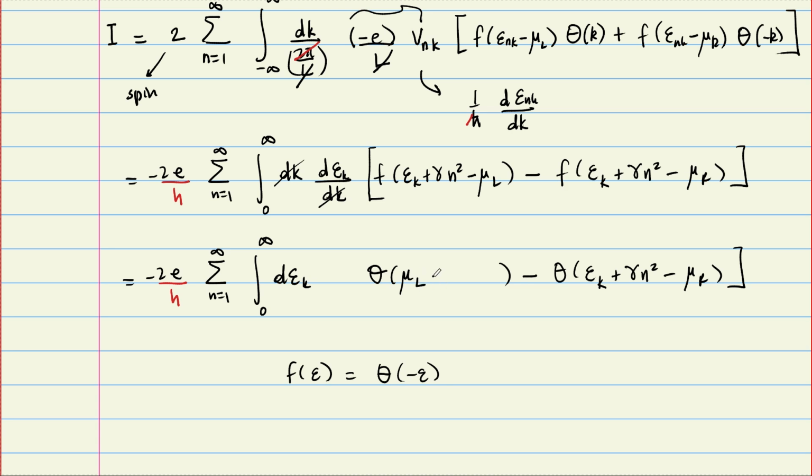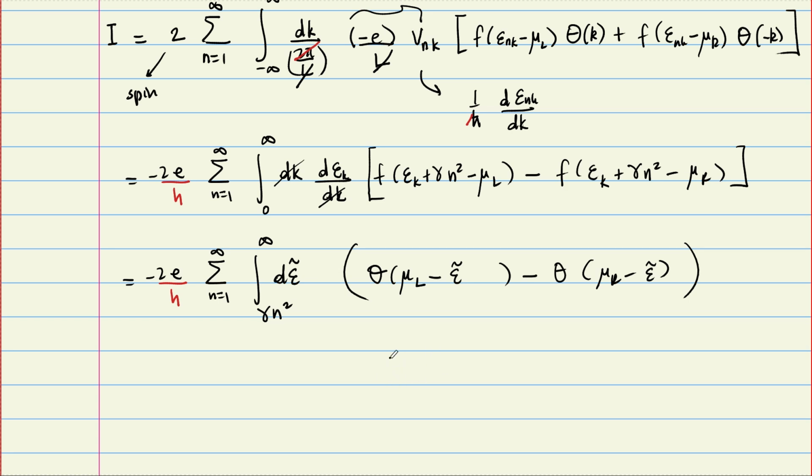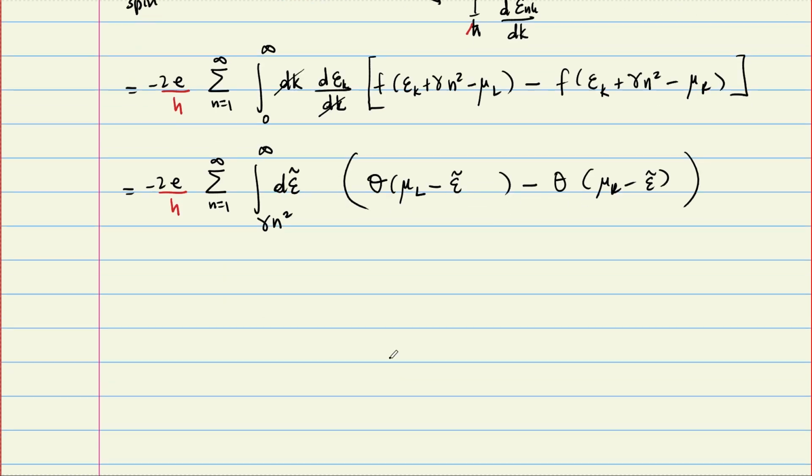This is also going to be theta function, which is going to be mu left minus, let me write it like epsilon tilde, and epsilon tilde, I can absorb this gamma in the integration variable and take the integral from gamma n squared to infinity. And similarly here, this is mu right minus mu left. And lastly, when I look at this and the theta functions, this is just energy integral.